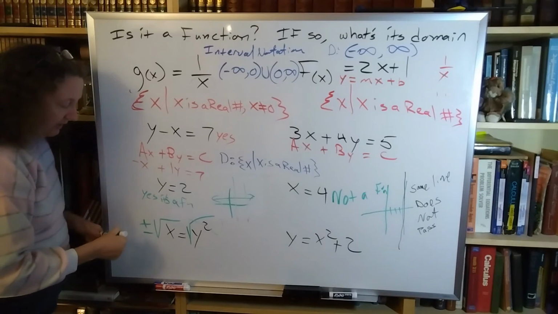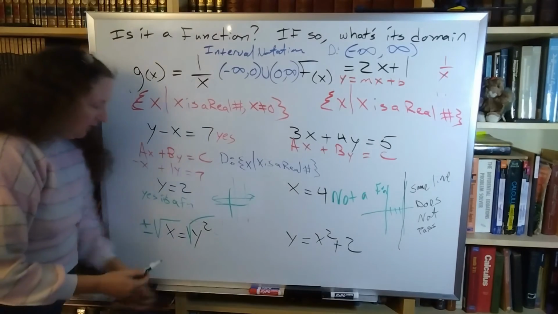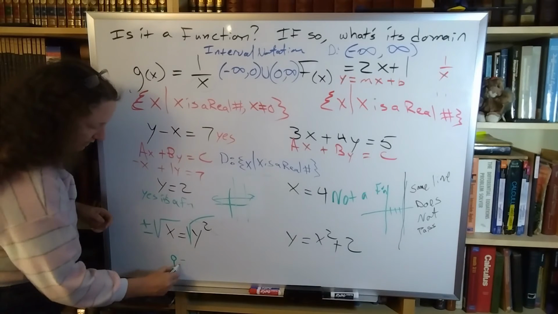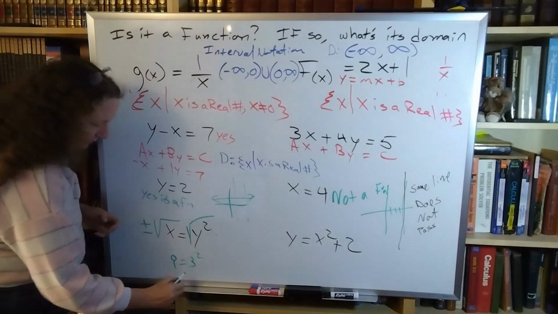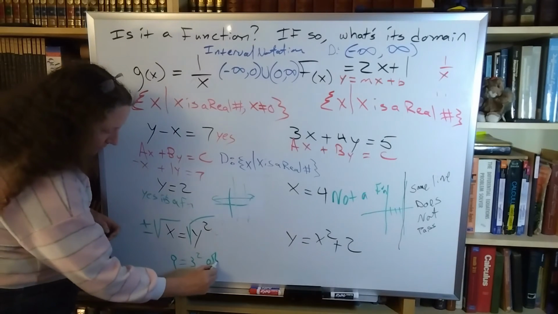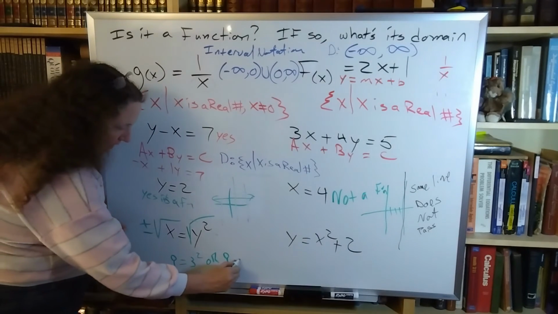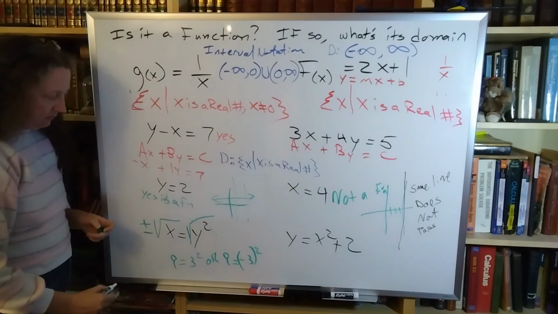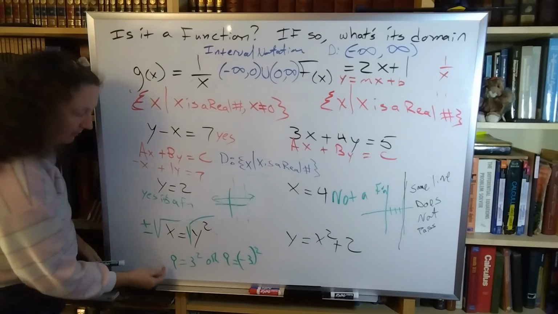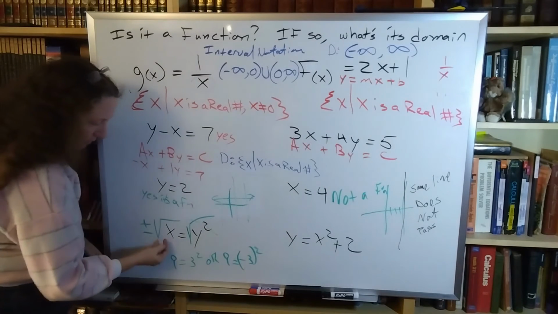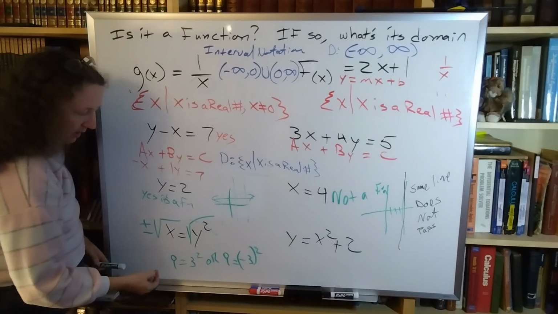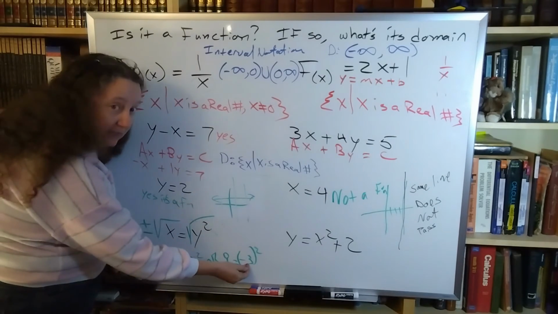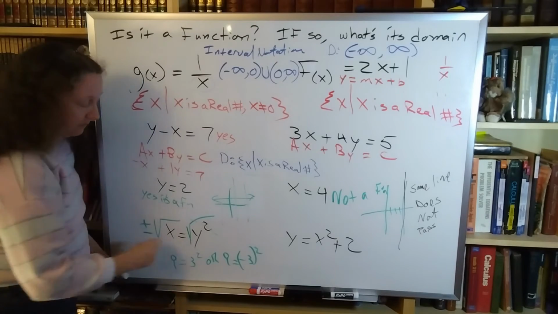Because we could say that we could have 9 equals 3 squared, or 9 equals negative 3 squared. So we would have the same number, 9, for x, and we have two different numbers, positive 3 and negative 3, for y.